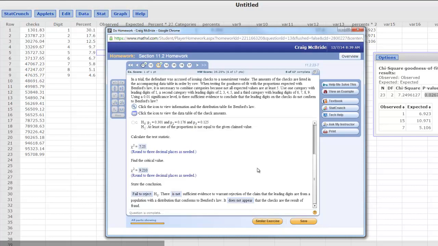Okay, and that's how to tackle the Benford's law questions. I know it feels like a lot of work, and it is. It's a lot of data manipulation to get the numbers where you want them to be. Once they're in the proper form, running the chi-square analysis was very simple. So the hardest part about the Benford's law questions is just dealing with the data.